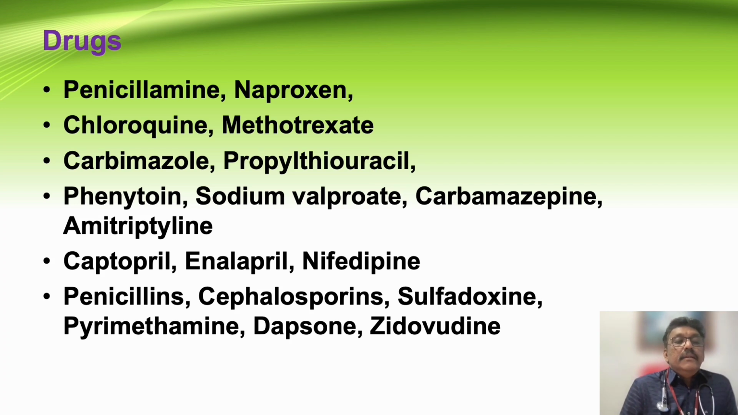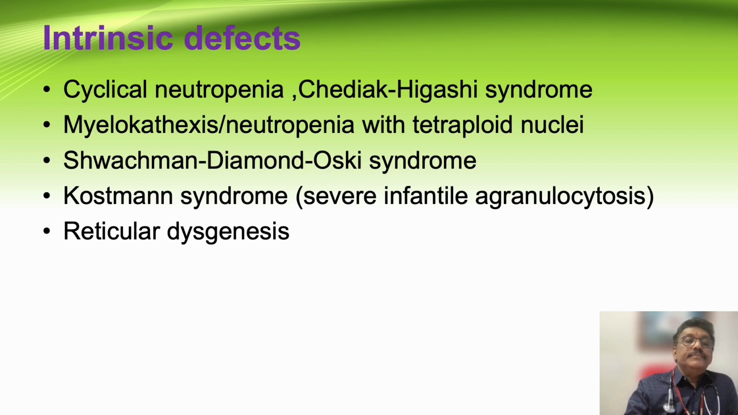Now the drugs, if you take, the main drugs are penicillamine, naproxen, that is an NSAID, chloroquine, an antimalarial drug, methotrexate, an anti-rheumatoid drug, carbimazole and propylthiouracil, antithyroid drugs, phenytoin, sodium valproate, carbamazepine, amitriptyline, captopril, enalapril, nifedipine, antihypertensive drugs, and antibiotics like penicillin, cephalosporin, sulfadoxine, pyrimethamine, dapsone, zidovudine. So many drugs can produce neutropenia. This list is not complete. There are many other drugs which can also produce neutropenia.